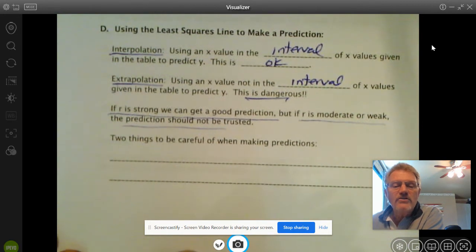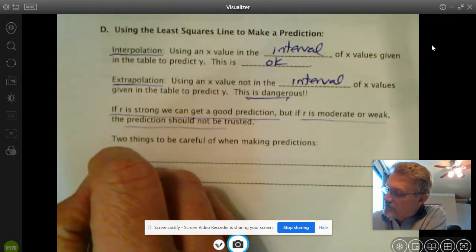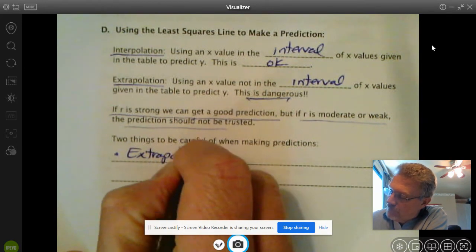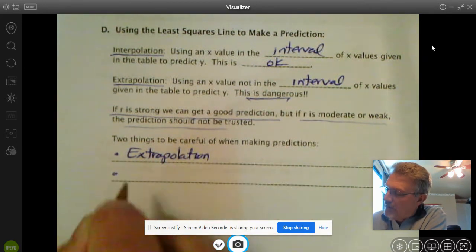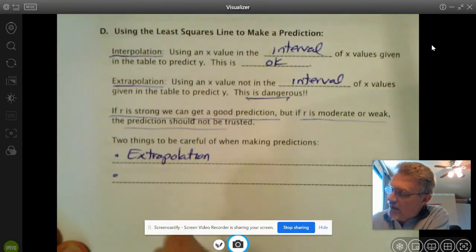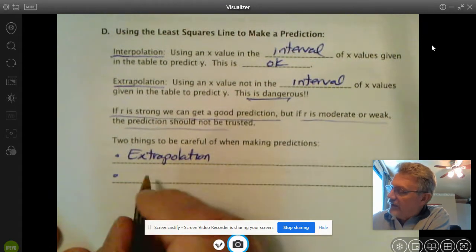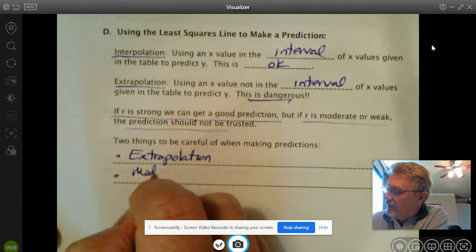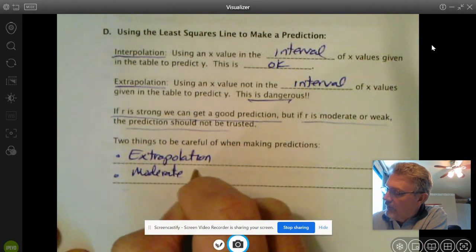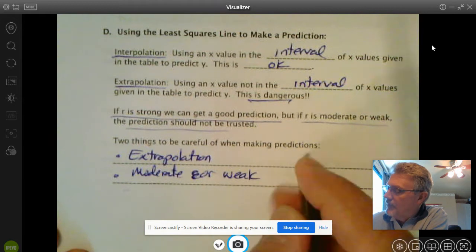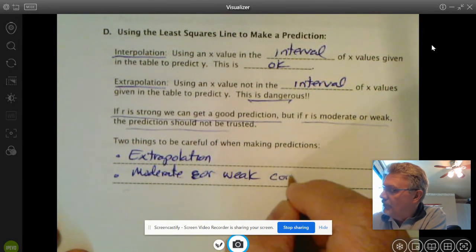So there are two things to be careful of when making predictions. Number one is extrapolation, that's using an x value that's not in the interval of x's we use to get the equation. And the other thing to be careful of is a moderate or weak correlation.